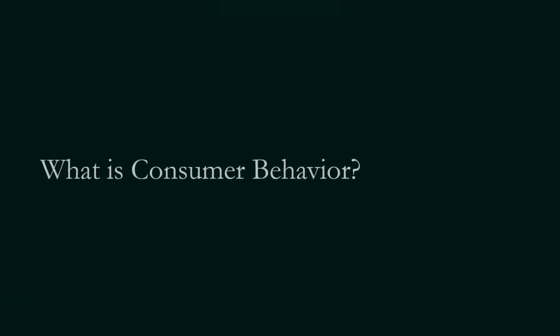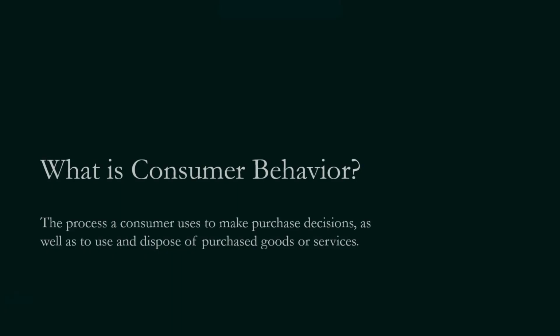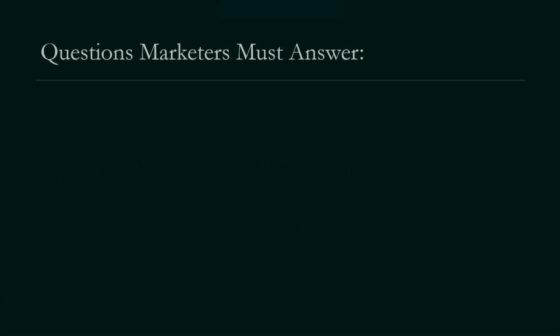Before we get started in the consumer decision-making process, we first need to define consumer behavior. Consumer behavior is the process a consumer uses to make purchase decisions, as well as to use and dispose of purchased goods or services. This also includes factors that influence purchase decisions and product use. So, essentially, consumer behavior describes how consumers make purchase decisions and how they use and dispose of those goods and services.